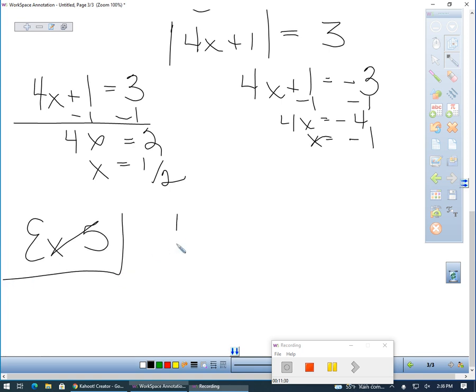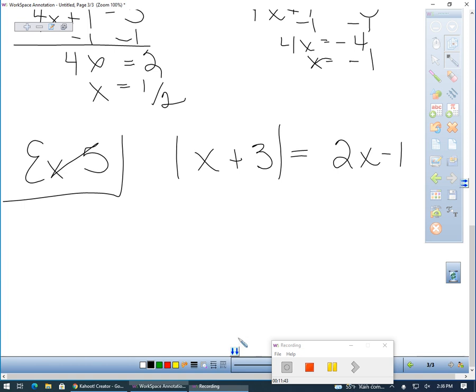All right, this time I have the absolute value of x plus 3 is equal to 2x minus 1. All right, so first question, is the absolute value by itself? Yes, okay. So that means that I can drop my absolute value. My first equation is x plus 3 equals 2x minus 1.